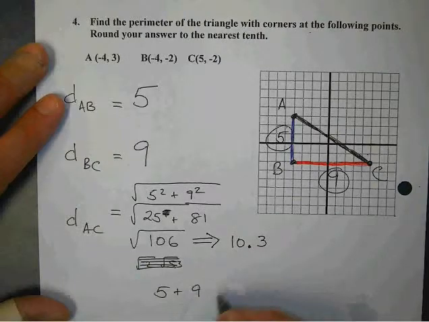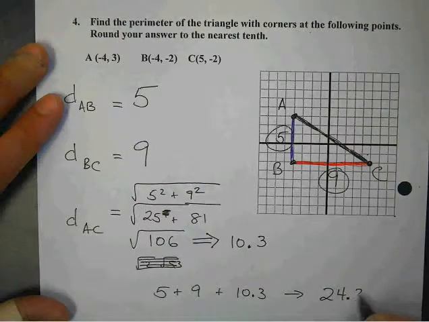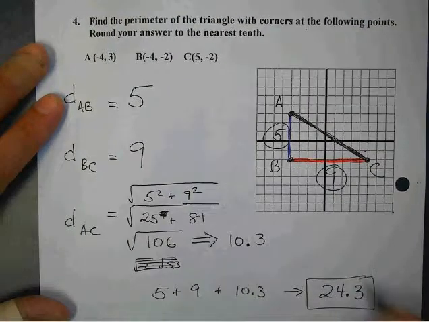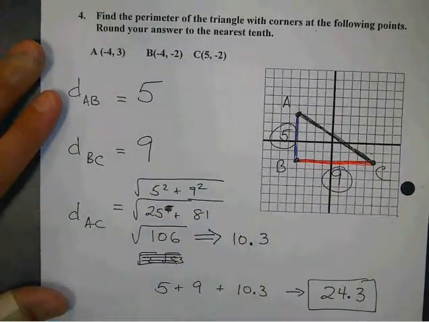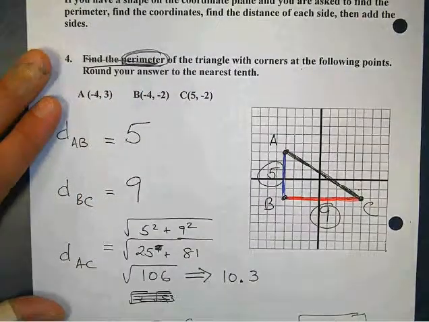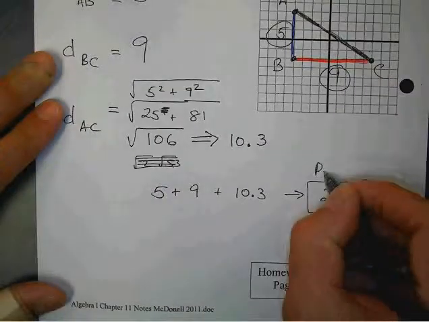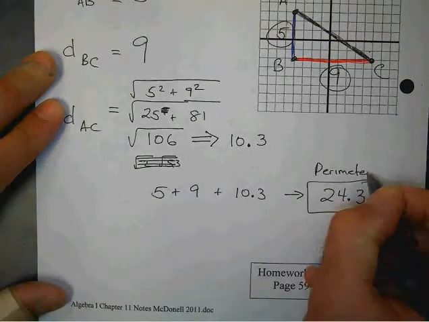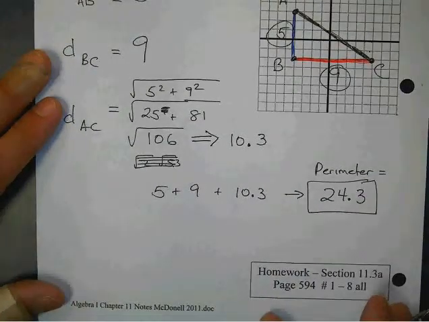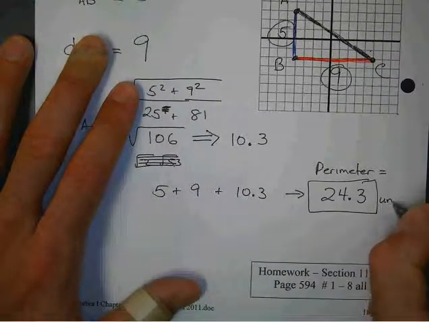So let's add these together. 5 plus 9 plus 10.3. I get 24.3. Are we supposed to do that? Well, what's the question? Find the what? Perimeter. Find the perimeter. And if we're going to find the perimeter, we've got to add them up. So here we are, we've added them up, so the perimeter equals 24.3. Is there units of measure here? Is there centimeters or inches or anything like that? So we should just probably put units. There's 24.3 units.